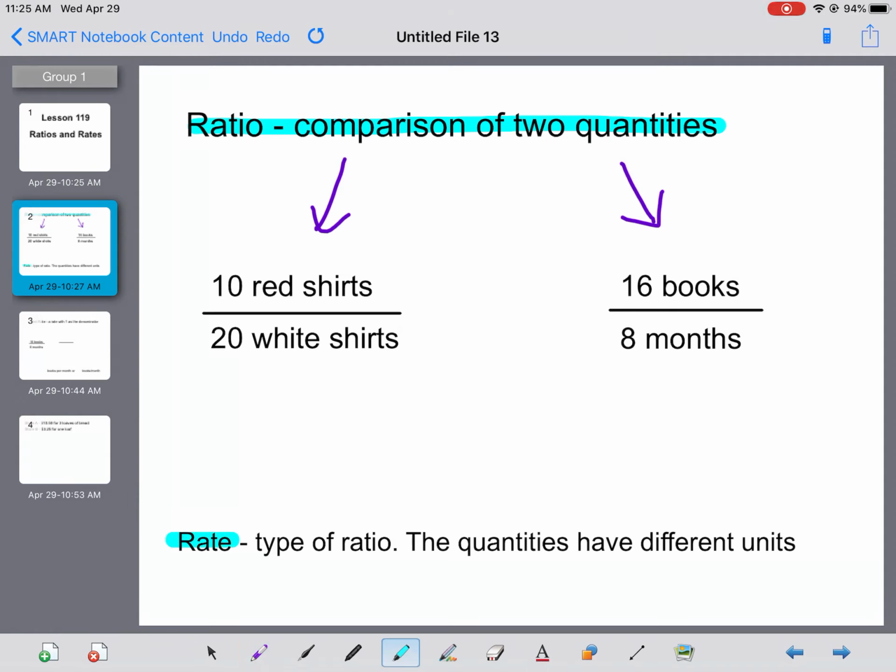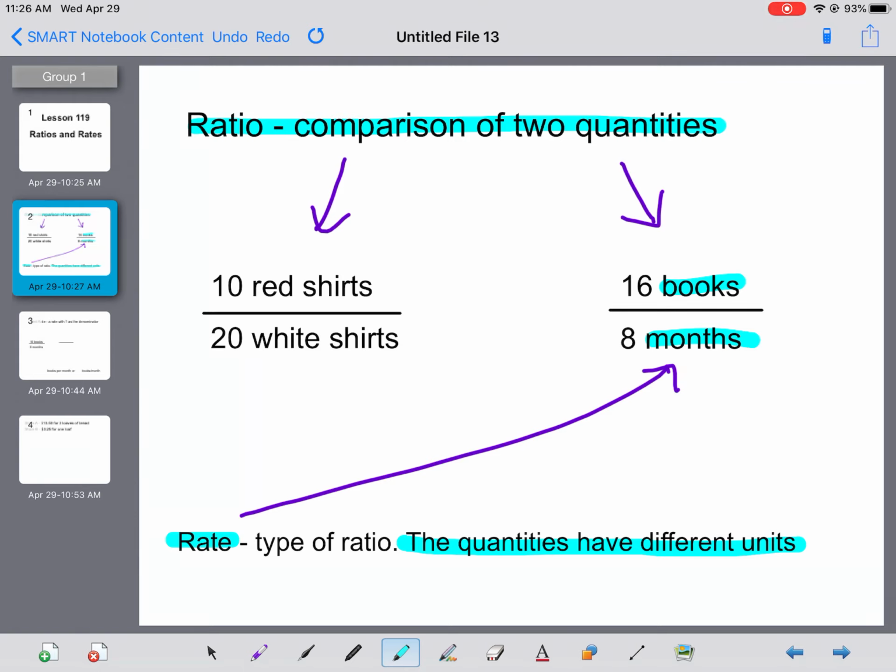Now, what's new today is a rate, and a rate is just a specific type of ratio. All right, so every time you see the word rate, it is a ratio. It's just a specific type. And the type it is that the quantities have different units. So the second example here is an example of a rate because we are comparing books to months. We're not comparing books to books, okay? So the quantities have different units.